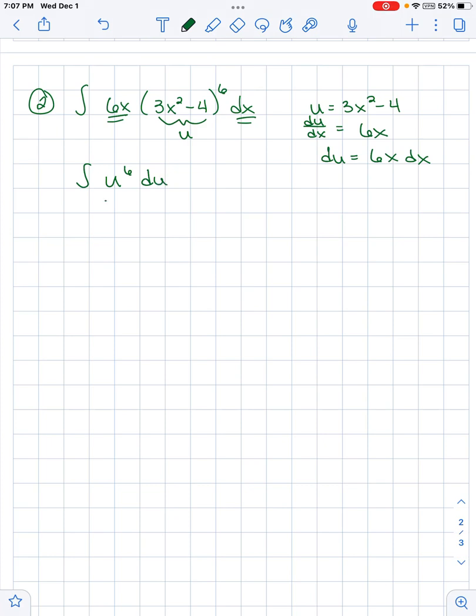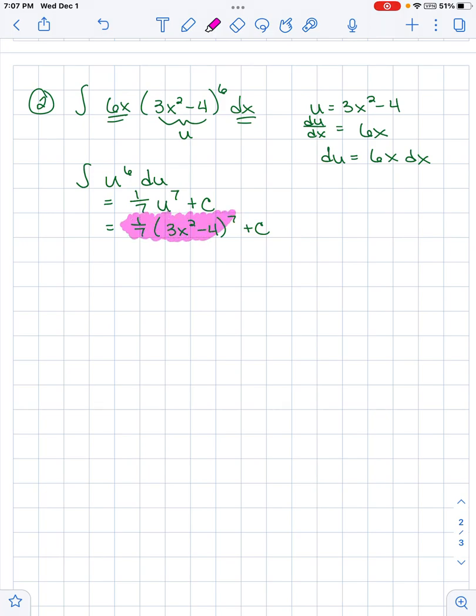If I find the antiderivative, I'm going to work backward from the power rule. So u to the 6th, the antiderivative is 1/7 u to the 7th plus some constant. Finally, replacing u again, u is 3x squared minus 4, so the answer is (3x squared minus 4) to the 7th power over 7, plus some constant.